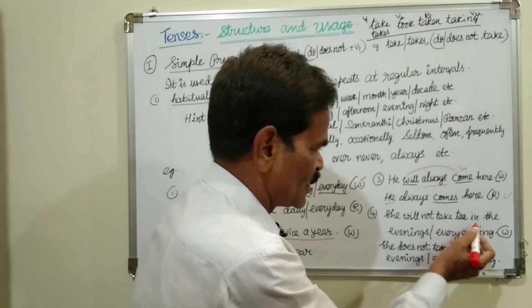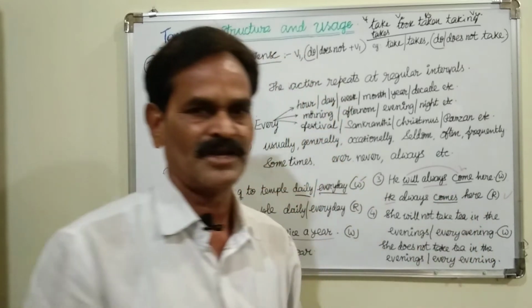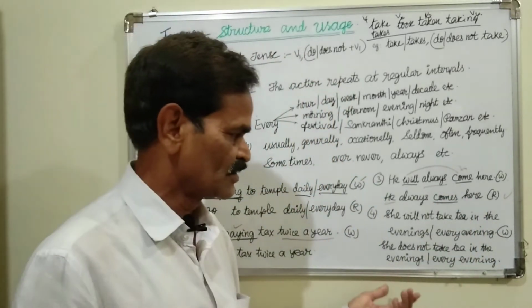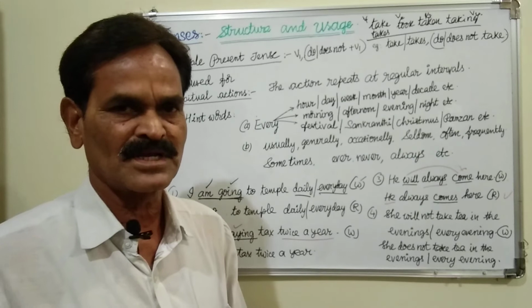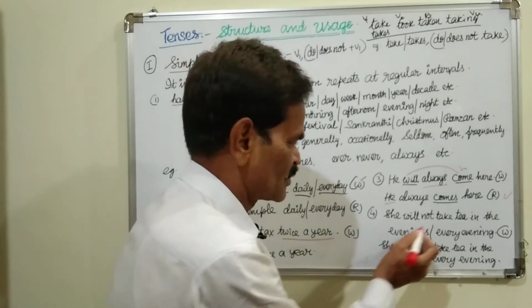He will not take tea in the evenings or every evening. Every evening or in the evenings means the same. That means it repeats every evening. So this is also a repeated action, but it is negative.